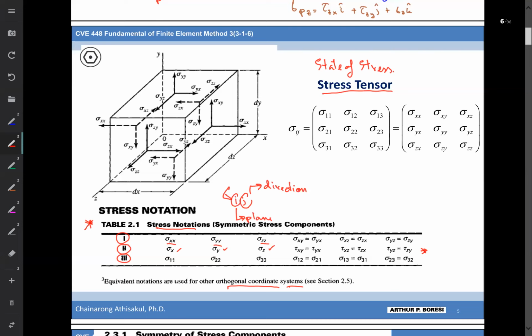So for another notation, it may use sigma x, sigma y, sigma cc, and it does not use tau anymore. It uses sigma again, represented by sigma xy, sigma yx, sigma xc, sigma yc, and so on in this table. Another type of notation is index number, which is normally used in continuum mechanics texts.